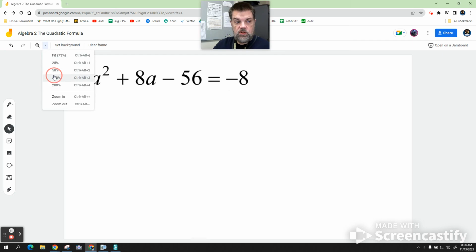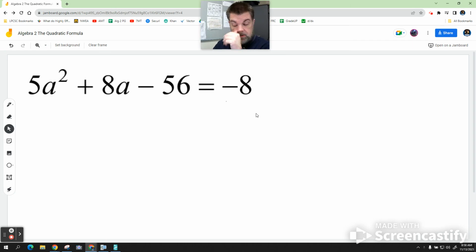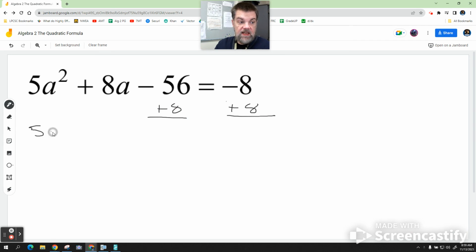Now, on some of these, you may get positive or negative answers and decimals and fractions, so that's okay. Remember, for the first point, I need to make this look like 0. So I'm going to add 8 to both sides. And when I do that, I get 5a squared plus 8a.